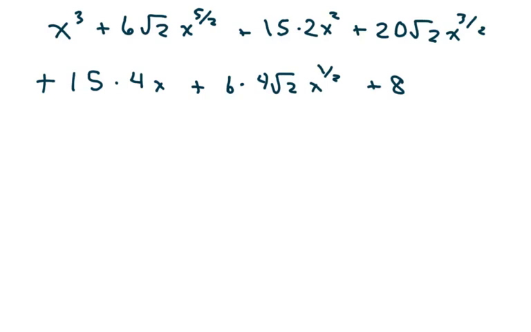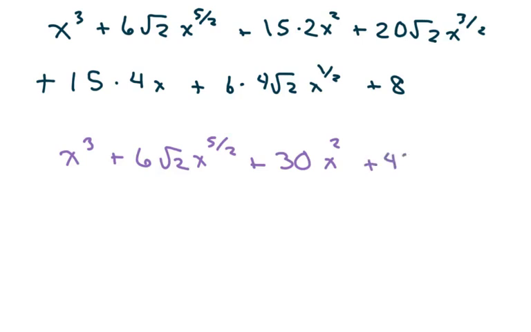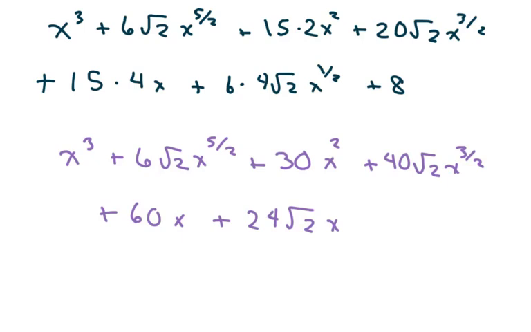And when you clean this up, that gives you x cubed plus 6 square root of 2 x to the 5/2 plus 30x squared plus 40 square root of 2 x to the 3/2 plus 60x plus 24 square root of 2 times x to the 1/2 plus 8.